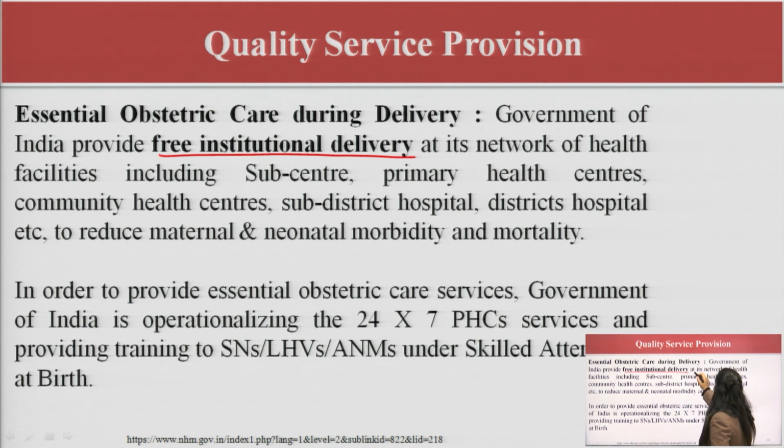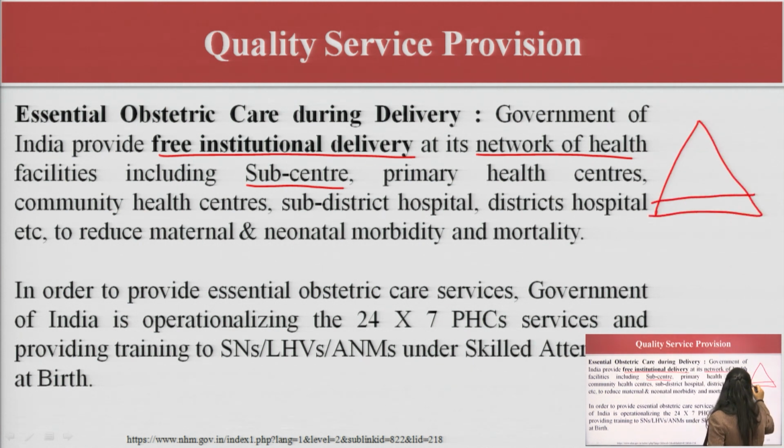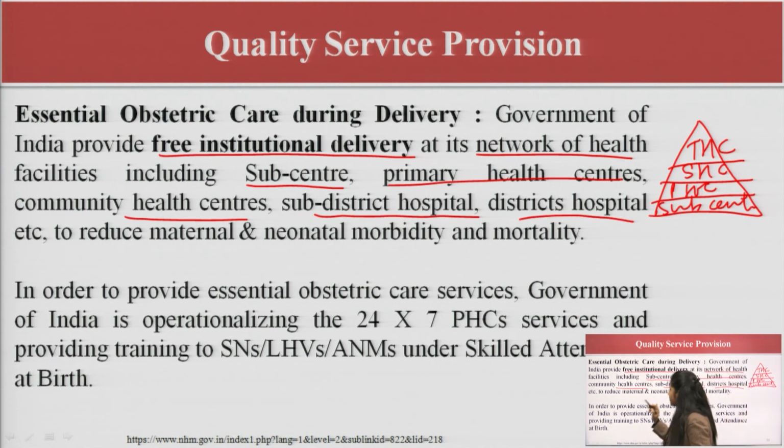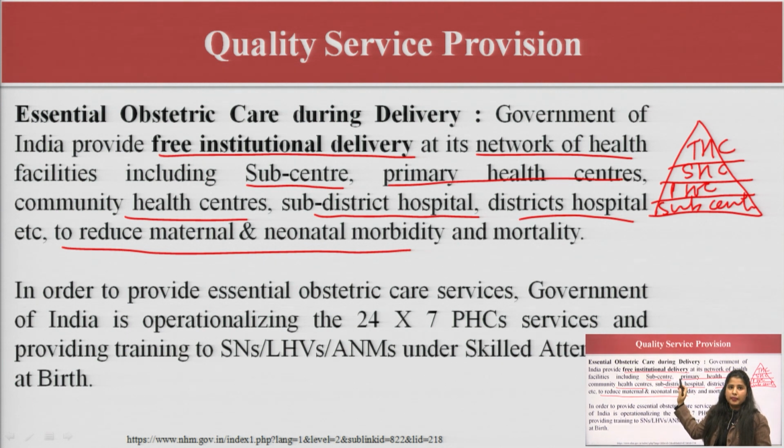Yes, there is a network of health facilities, and these facilities are available at public health centers. If we see the hierarchy, they are available everywhere from the sub center to the tertiary healthcare centers. Yes, sub centers, then primary healthcare centers, secondary healthcare centers, tertiary healthcare centers. The same is written: sub centers, primary health centers, community health centers, sub district hospitals, district hospitals, etc., to reduce maternal and neonatal morbidity. So, that is why we are focusing so much on institutional delivery. Yes, delivery by skilled health personnel.